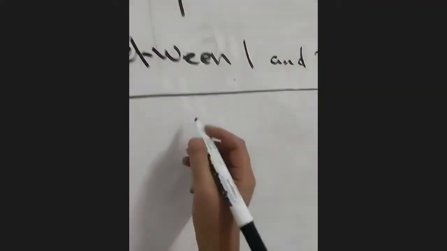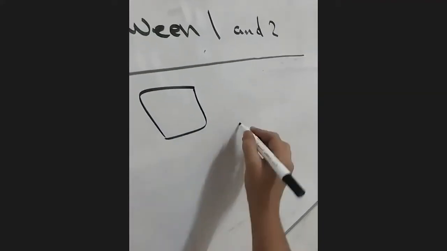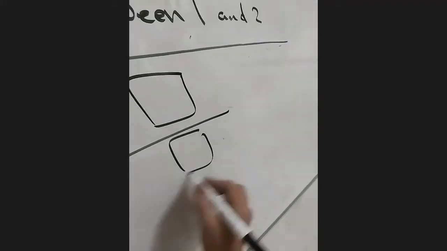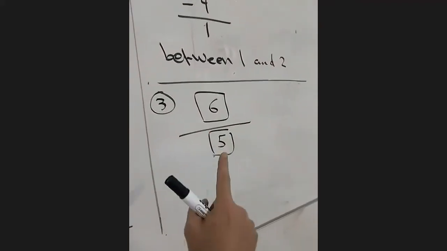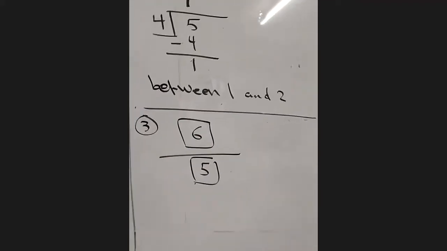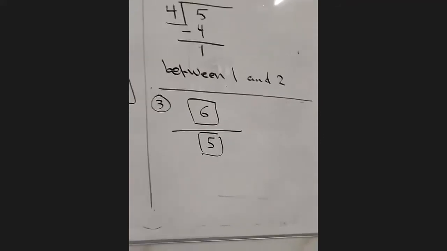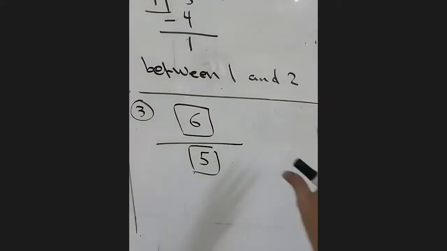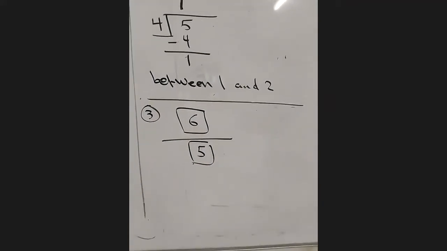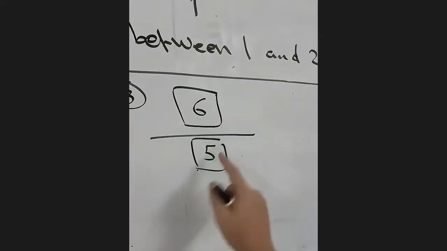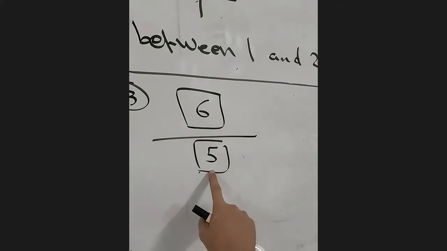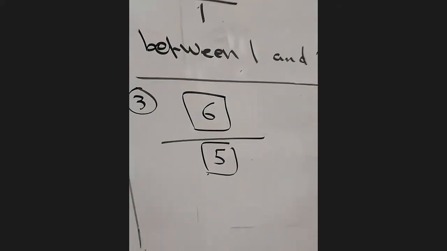So question 3, guys, we have 6 bags and 5 flower pots. So it will be 6/5, right, Ahmed? Now, can we turn it to a mixed number or we cannot? We can. Why can we? Because the numerator is bigger than the denominator. Don't forget that.